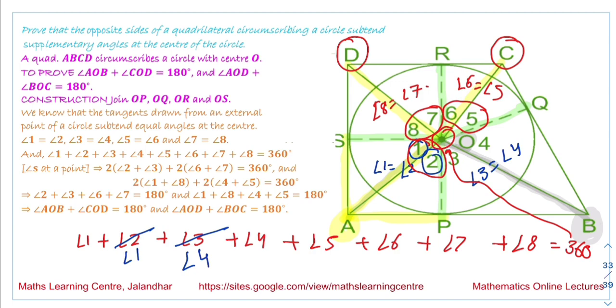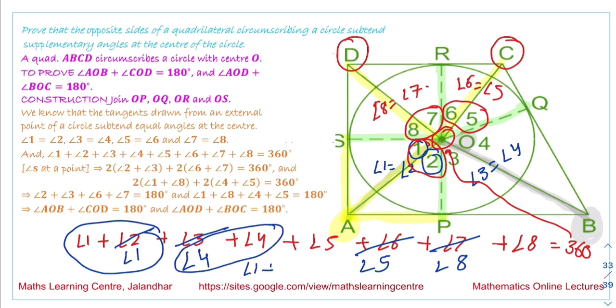Similarly, angle 5 and 6 are equal, so in place of 6 we are writing angle 5, and angle 7 and angle 8 are equal, so in place of angle 7 we are writing angle 8. So together this will form angle 1 plus angle 4 plus angle 5 plus angle 8 is equal to 360 by 2, that is equal to 180 degrees. Now what is angle 1 plus angle 8? Look at these two angles over here. This is angle 1 plus angle 8 we are talking about.